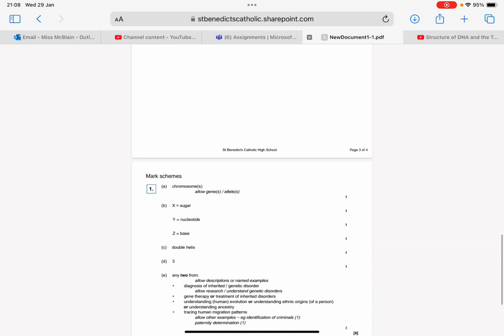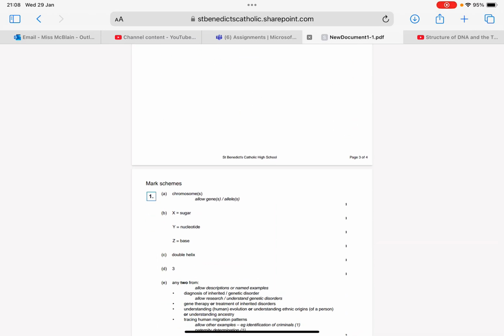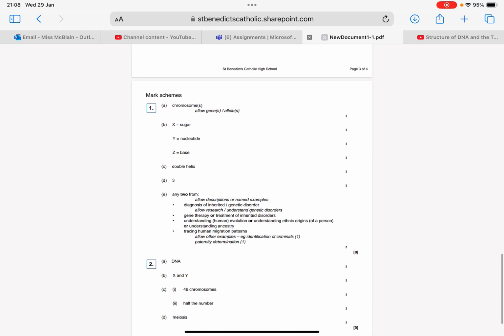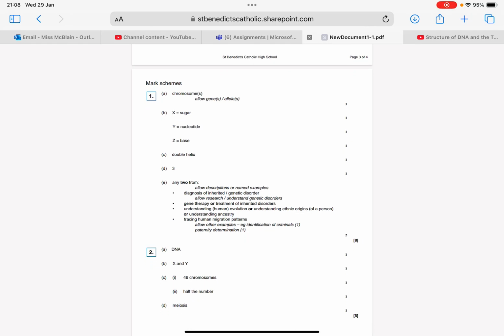So the first one, A was a chromosome, or you might have said nucleus, that's fine, or genes or alleles. The next question, I was describing a nucleotide, so the phosphate, the sugar and the base. And the next question, I was describing a base, so those letters. C, so 1C was a double helix. 1D was 3, because you had 9 in total.